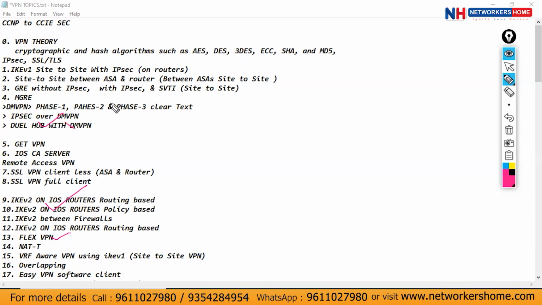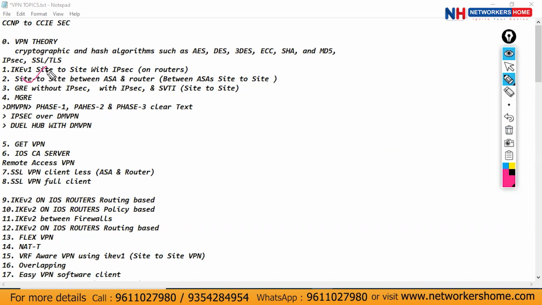So if you know DM VPN with IKEv1, and if you know IKEv2 separately, then if you go for Flex VPN, you understand it easily. Why? Because Flex VPN is nothing but a kind of combination of three VPNs under a single or similar type of configuration, you can say. Okay. Site-to-site, multi-site, and remote access. Okay. So you understood what IKEv1 is also.